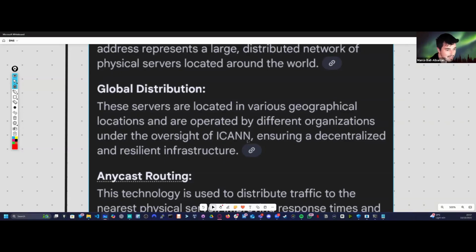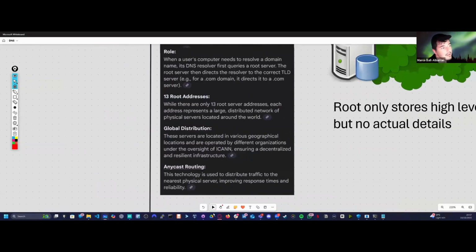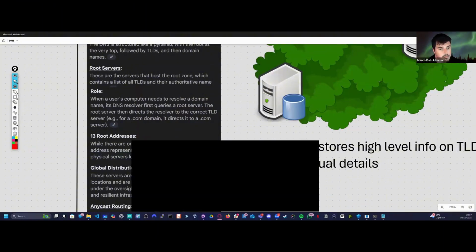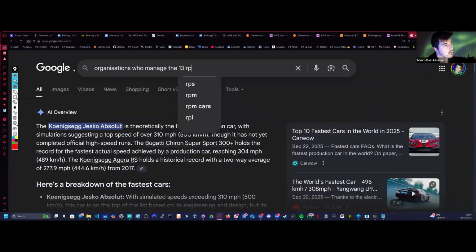But they just manage the IP addresses, okay? They're the ones which host the actual root zone. Other ones as well include NASA and, let's have a look, I don't actually know. So who are the organizations that manage the 13 root servers?